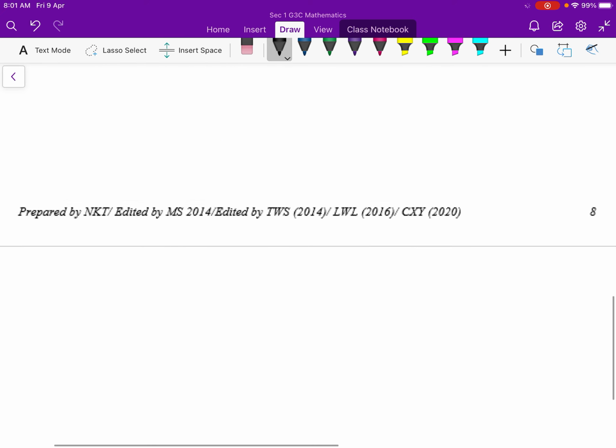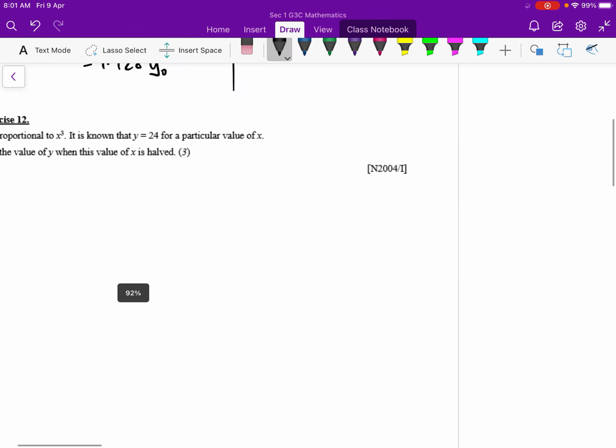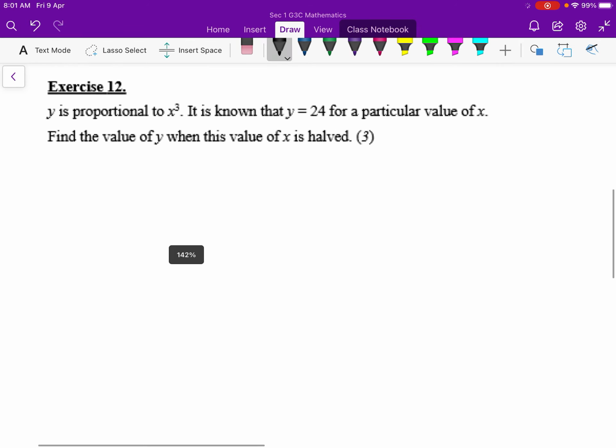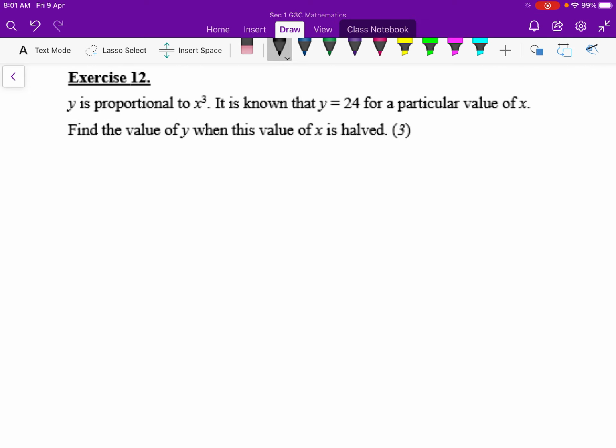Okay, then we move on to the next one. Now exercise 12, y is proportional to x cubed. y equals k times x cubed. This is our formula. We will be substituting things inside. Let's see what we can substitute inside.